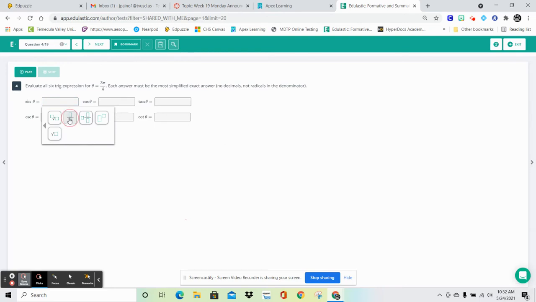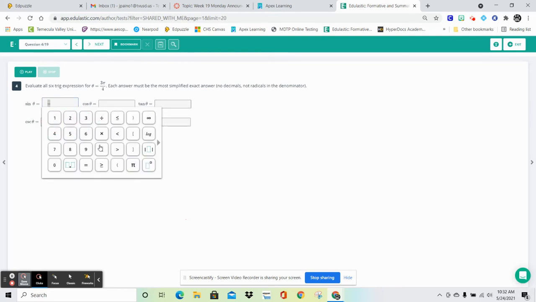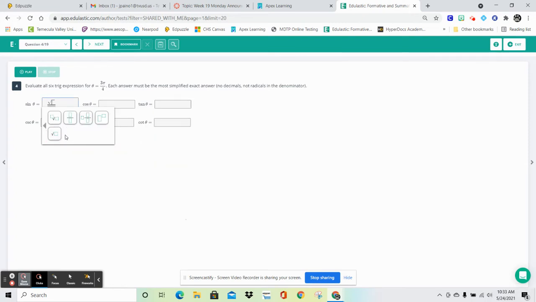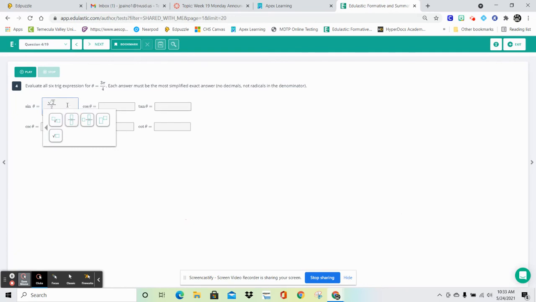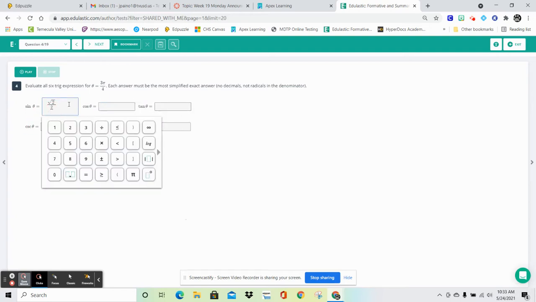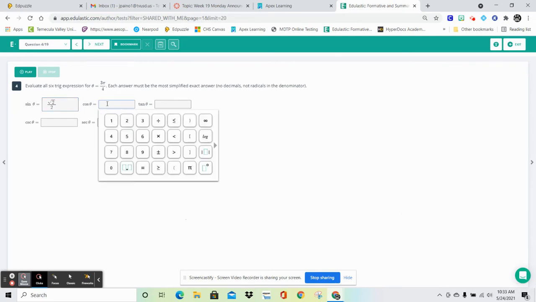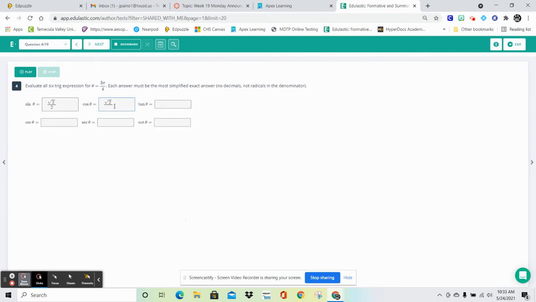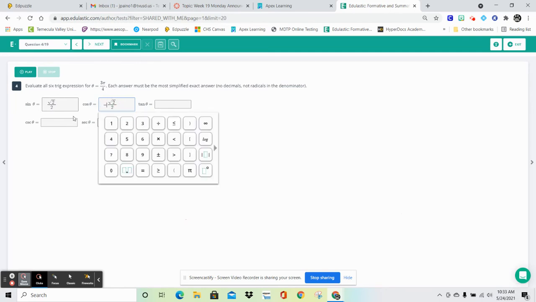So we got our fraction bar, we got rad 2 over 2, and then cosine. It would be negative: negative rad 2 over 2. Again, this is in quadrant 2.